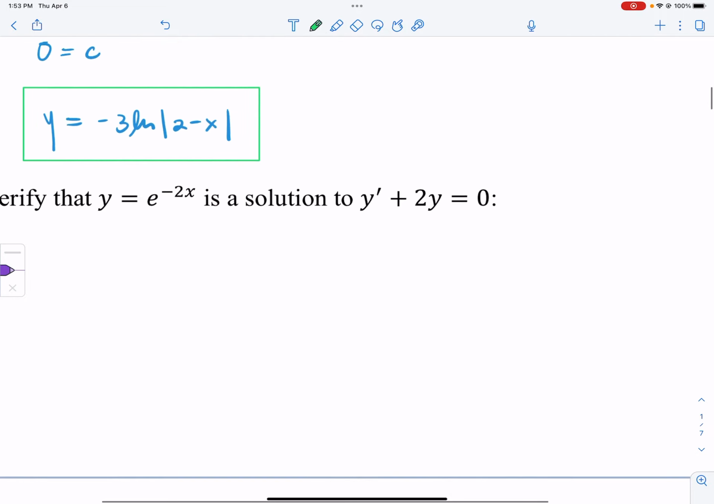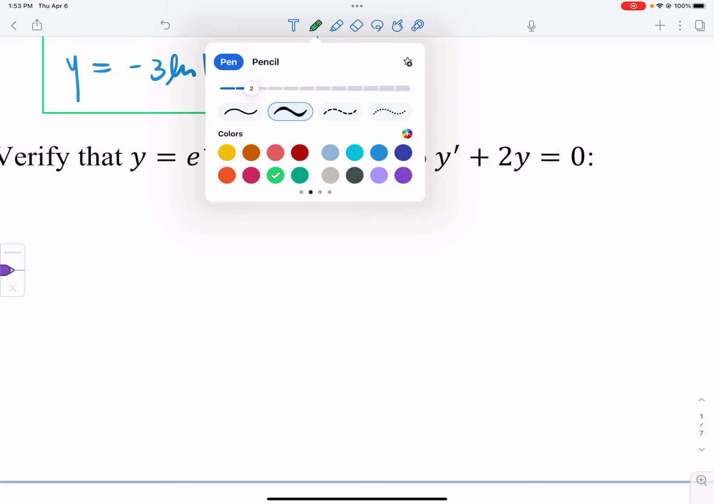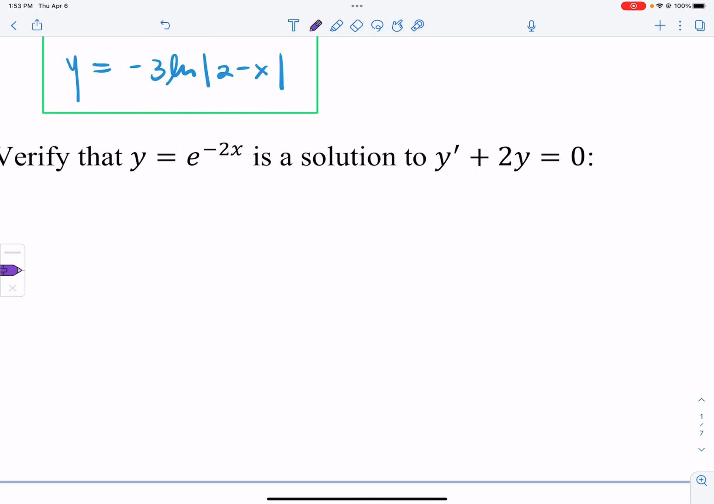Okay, so next we are going to look at verifying that an equation is actually a solution to a differential equation. So we are going to verify that y equals e to the negative 2x is a solution to the differential equation y prime plus 2y equals 0. Now y prime represents the derivative, so we do need to determine what y prime would be in this case.